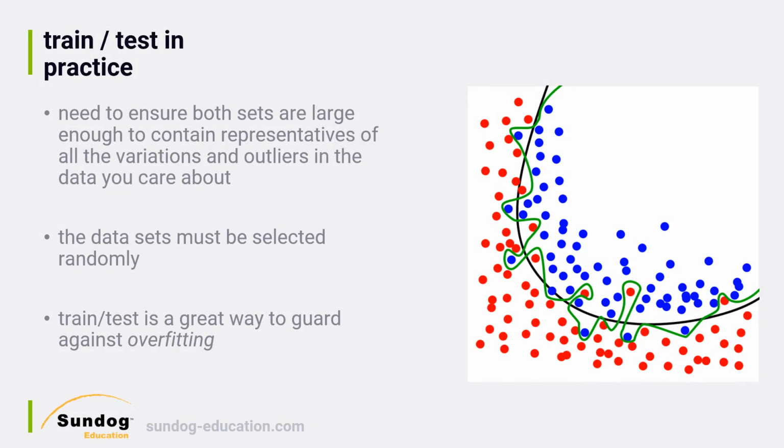Now, there are a few things to talk about in practice here. First of all, we need to make sure that both your train and test sets are large enough to contain representatives of all the variations and outliers in the data that you care about. So if you don't have enough training data, that's going to be a problem because there might be outliers or weird conditions that just aren't captured by it. Or worse still, maybe some of those outliers are in your test set but not in your training set, so there's no way for your system to learn about them. So it's important to have a lot of data to work with here that really encompasses the full range of the things that you're trying to detect in the real world.